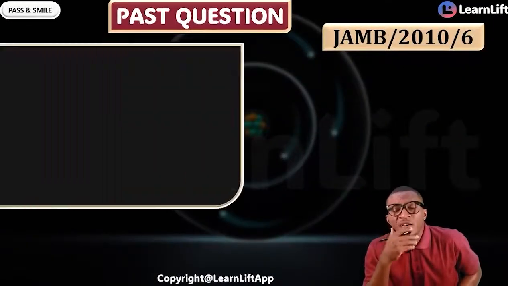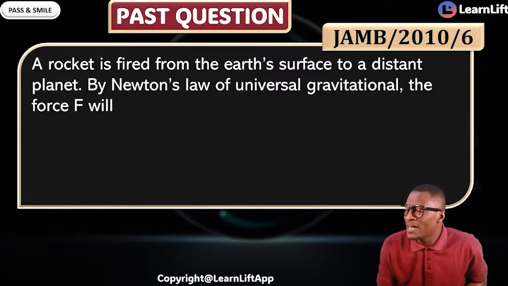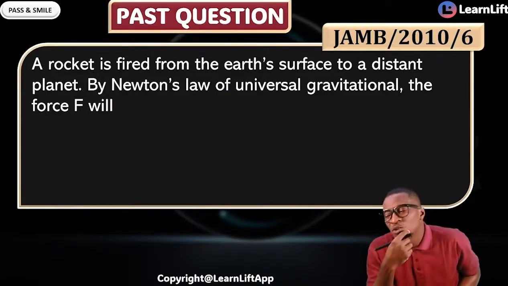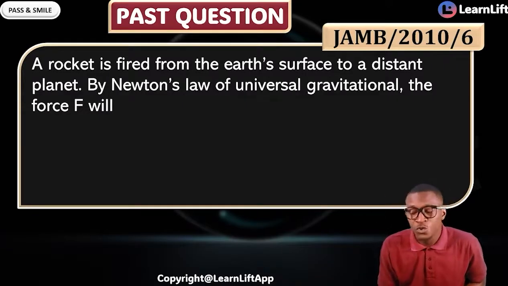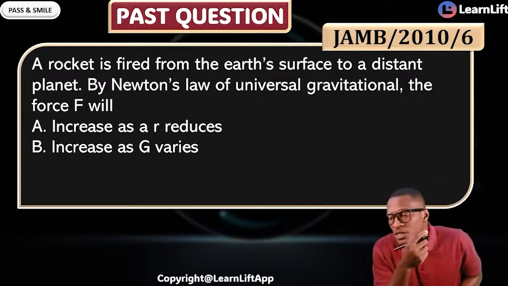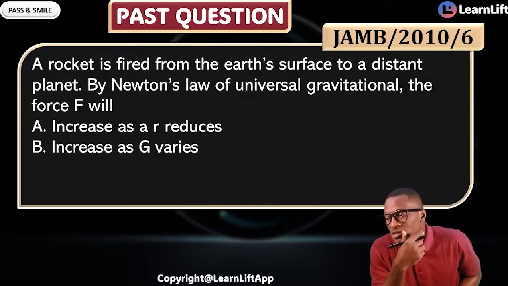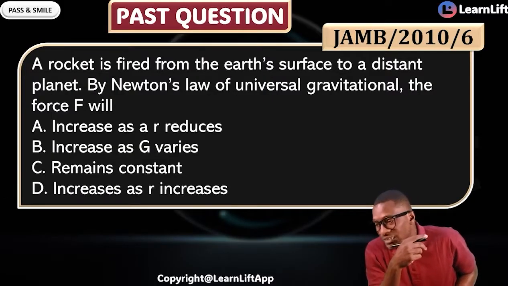JAMB 2010 question 6. The question says a rocket is fired from the Earth to a distant planet. By Newton's law of universal gravitation, the force will: A, increase as R reduces. B, increase as G varies. C, remain constant. And D, increases as R.